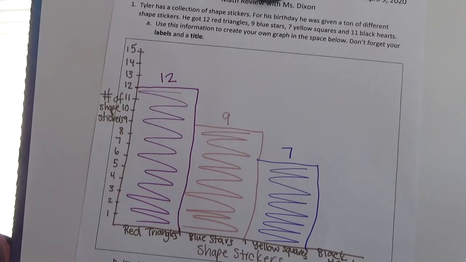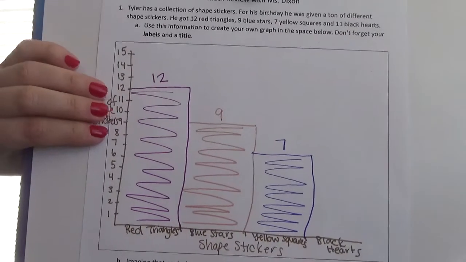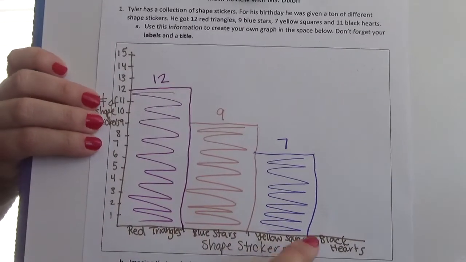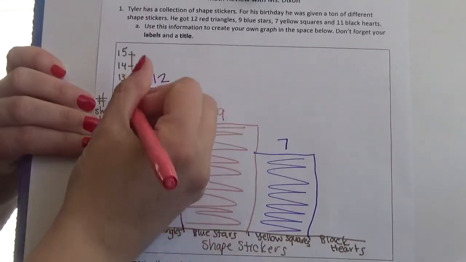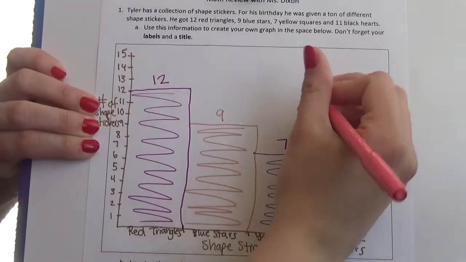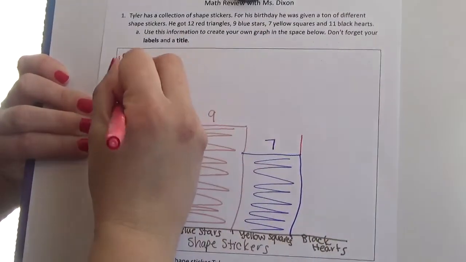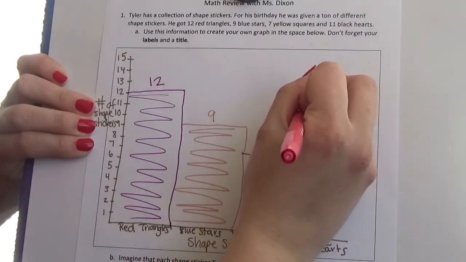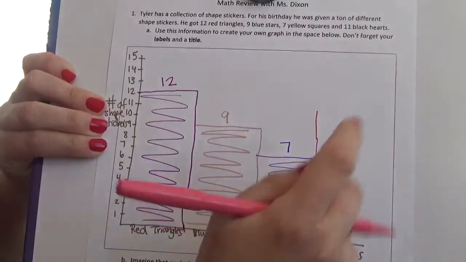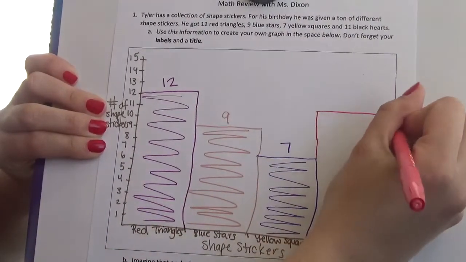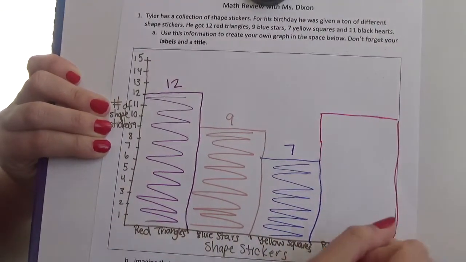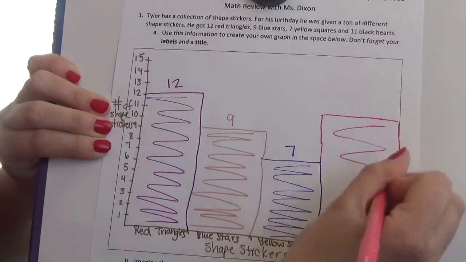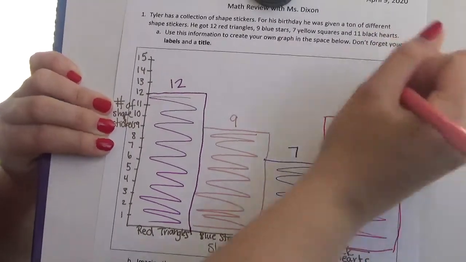And then my last one over here, black hearts, I have 11. So notice my bars are touching. I need to make sure this last one is touching as well. Go up to 11 and go over. It's a little bit taller, so I'm gonna have to do a little bit more work connecting these bars, but that's okay. And labeling that with an 11.